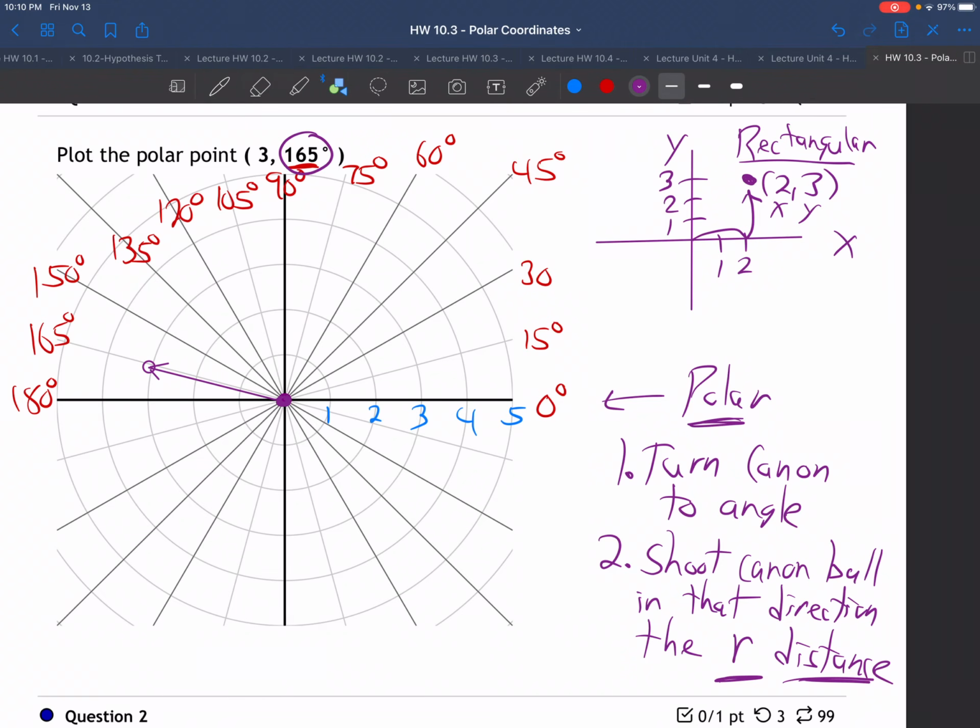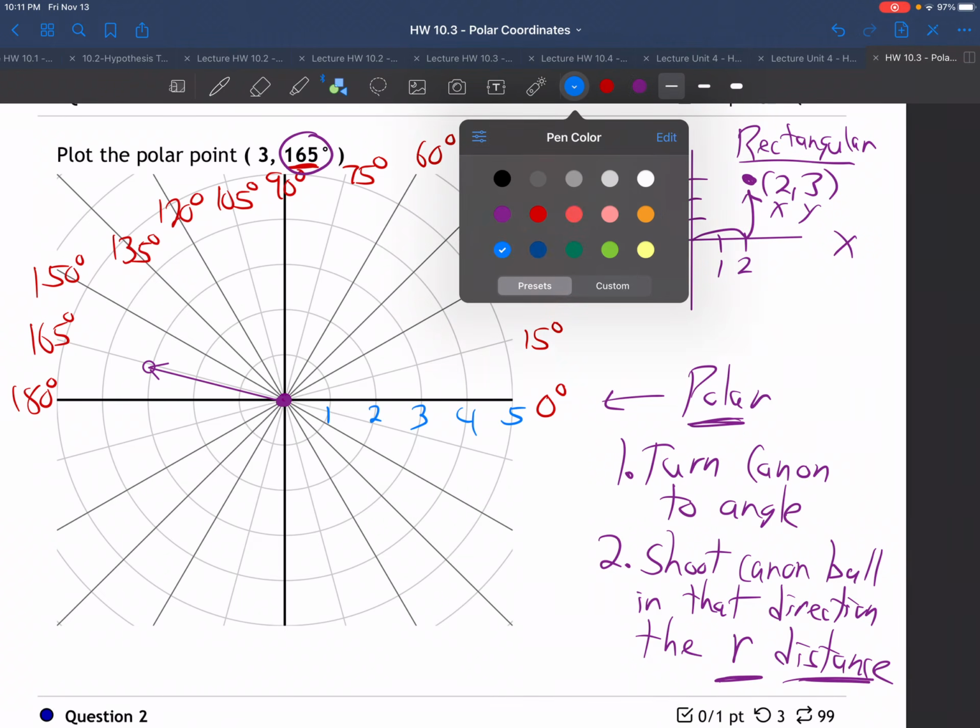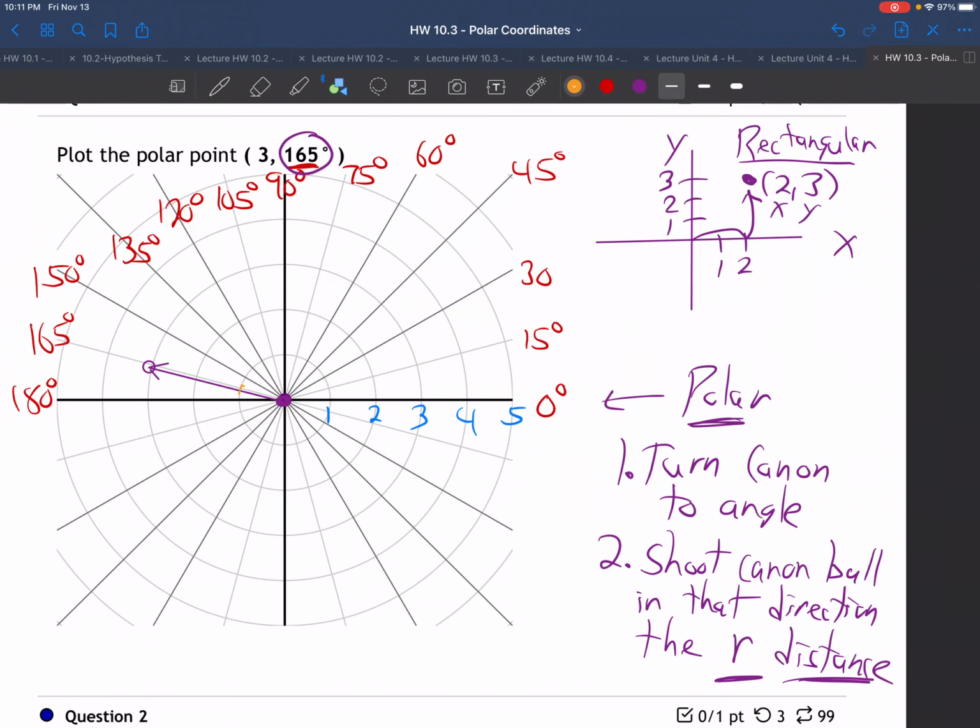Did you see what happened there? So I turned the cannon to 165 degrees, and then I shot the cannonball out a distance of 1, 2, 3. See, those circles are the radii, the radii is the plural. So that's 1, 2, 3 out at the 165 degree angle. So we turned the cannon to face 165 degrees and then shot out a distance of 3. That's called the R, and this is the angle theta. And so that's the point.